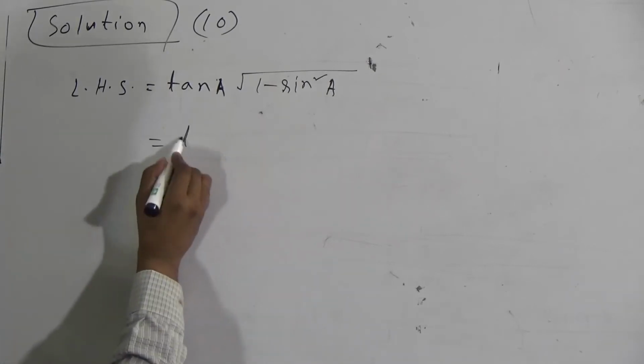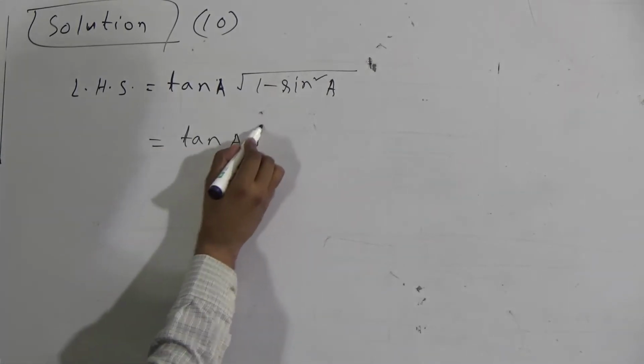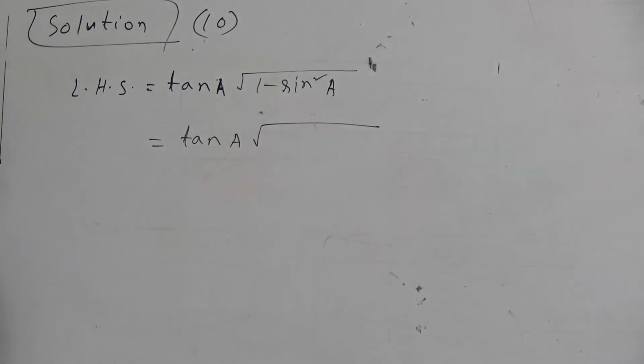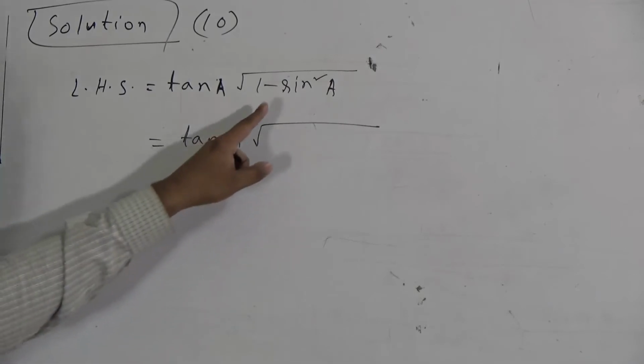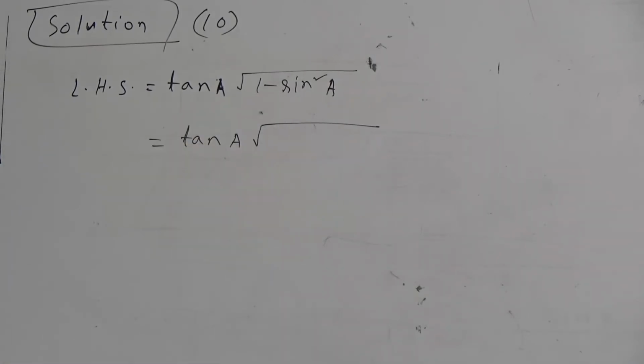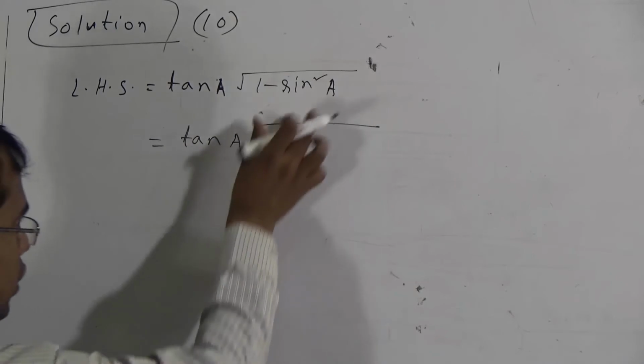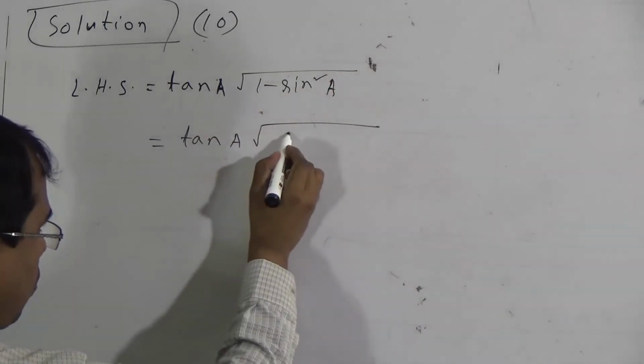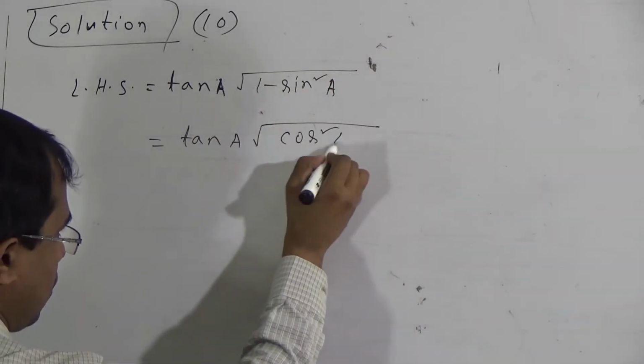This is equal to tan a into root over, you know that 1 minus sin square a equal to cos square a. First formula of trigonometry is sin square a plus cos square a is equal to 1. From this formula we can find it. Cos square a is equal to 1 minus sin square a. So instead of 1 minus sin square a, now we can write cos square a.